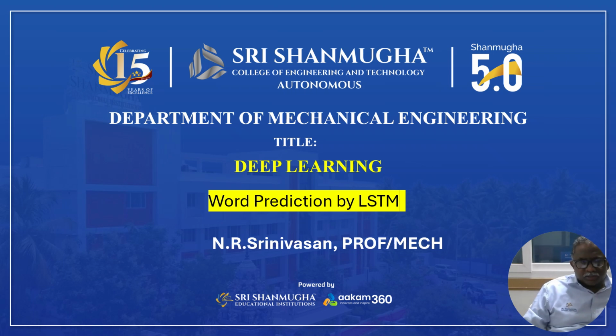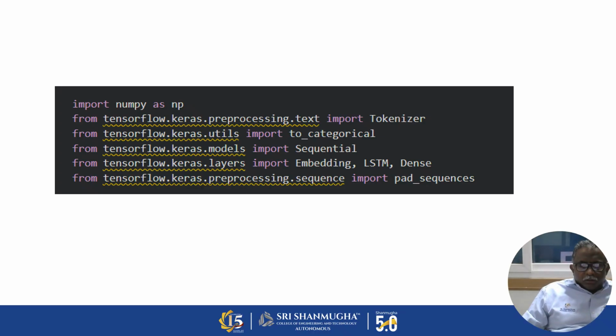In the last couple of lectures, we have been discussing RNN, GRU, and LSTM. Among all these architectures, LSTM will perform better in the case of sequential modeling. To predict the next word, I'm going to use LSTM, and these are the libraries to be imported in Python. This is NumPy for numerical calculations, and from Keras we have to import the tokenizer.